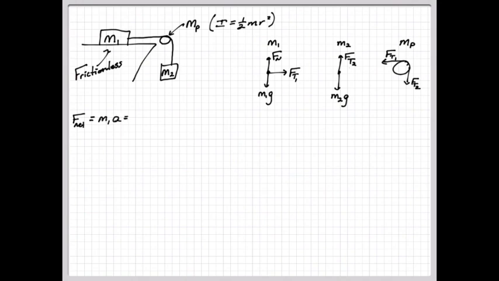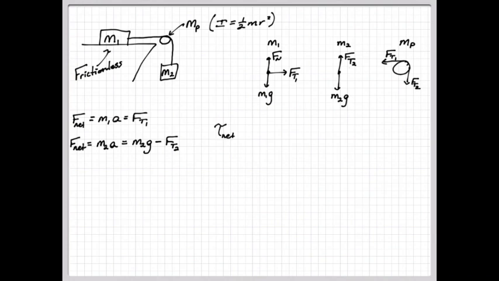So let's go ahead and start making our net force equations. For mass 1, it's pretty easy. Tension 1 is going to cause acceleration, so tension 1 is equal to m1a. For mass 2, again, keep in mind the directions. We know the net force is going to be downward. That's the way it's accelerating. So that means gravity, mass 2 times gravity, is positive, and the tension 2 is negative.